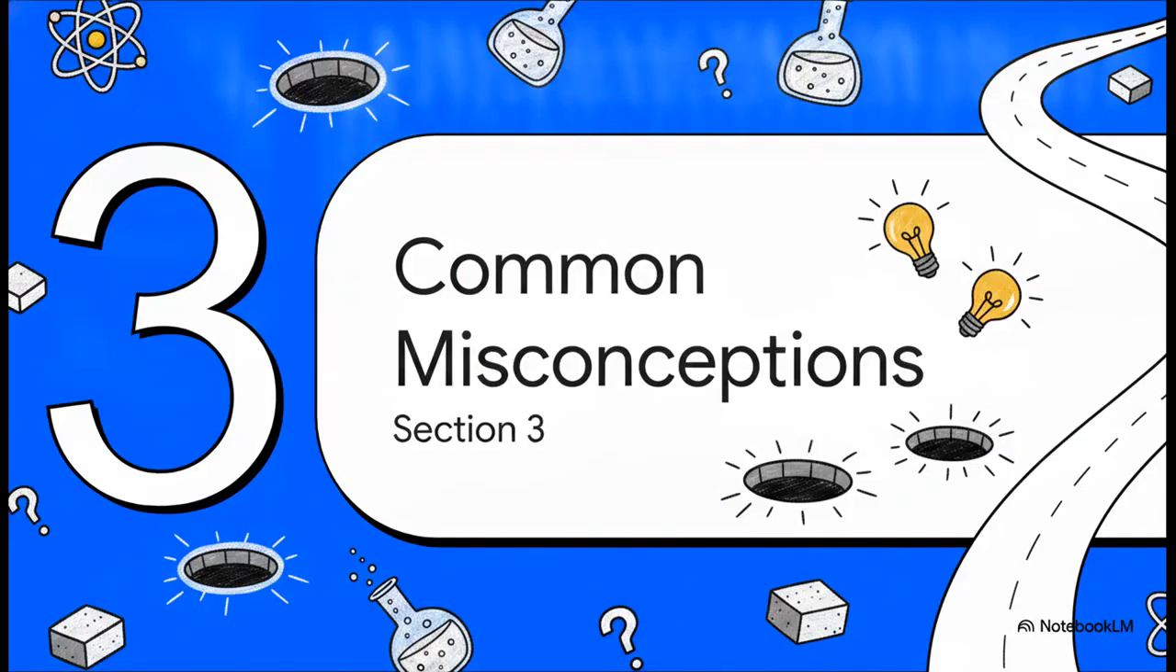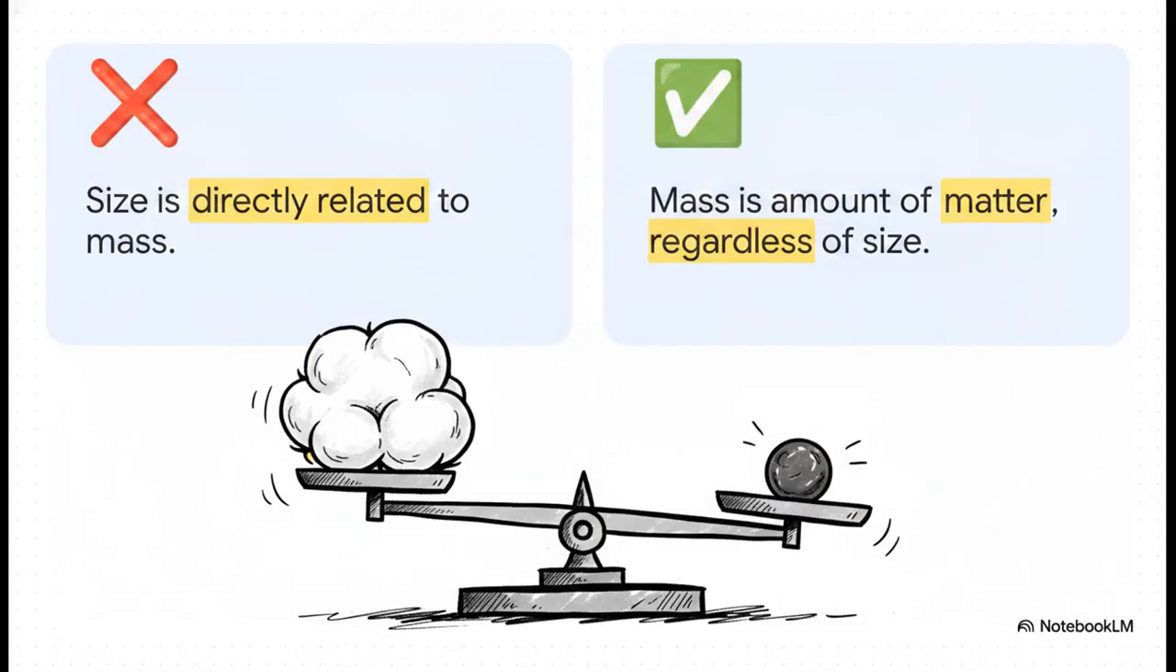Moving on to Section 3, Common Student Misconceptions. Anticipating these potholes is absolutely key to a smooth lesson. The first major misconception you are definitely going to encounter is about mass. A lot of third graders instinctively assume that if an object is bigger in size, it must have more mass. You'll need to actively correct this.